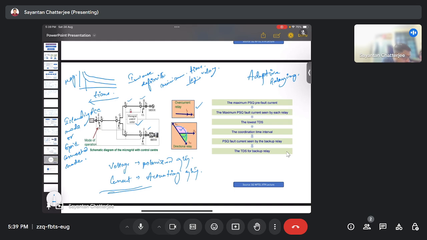So for that, what we can do is develop adaptive relaying schemes. The advantage of adaptive relaying schemes is that, suppose we have a long line, then in this adaptive relaying scheme, whenever we are delivering data, suppose there's a change.